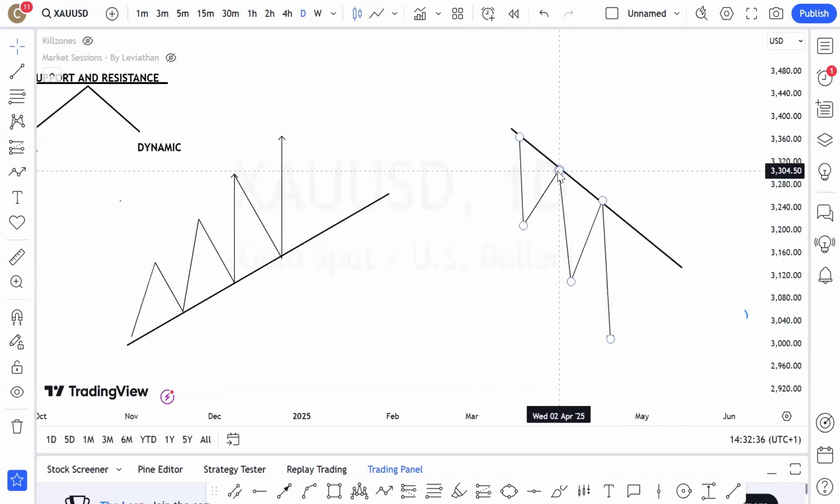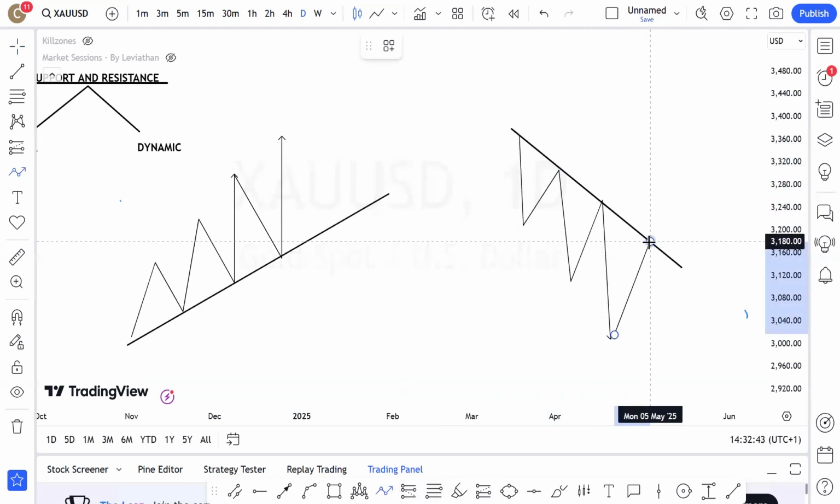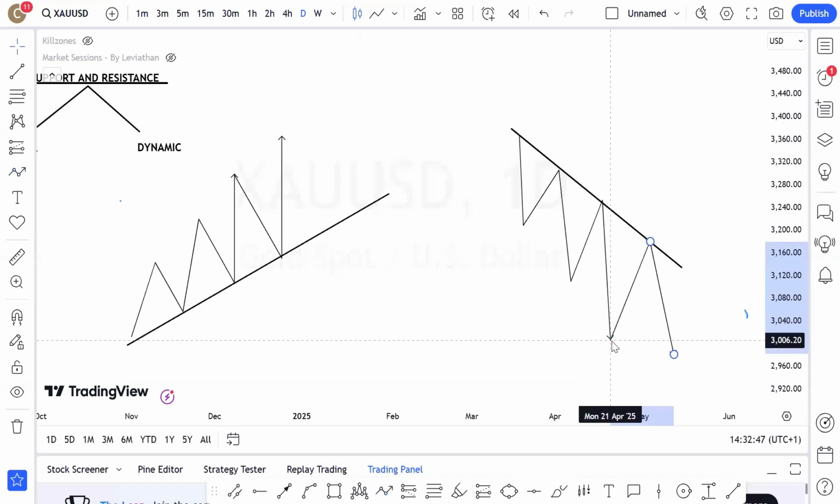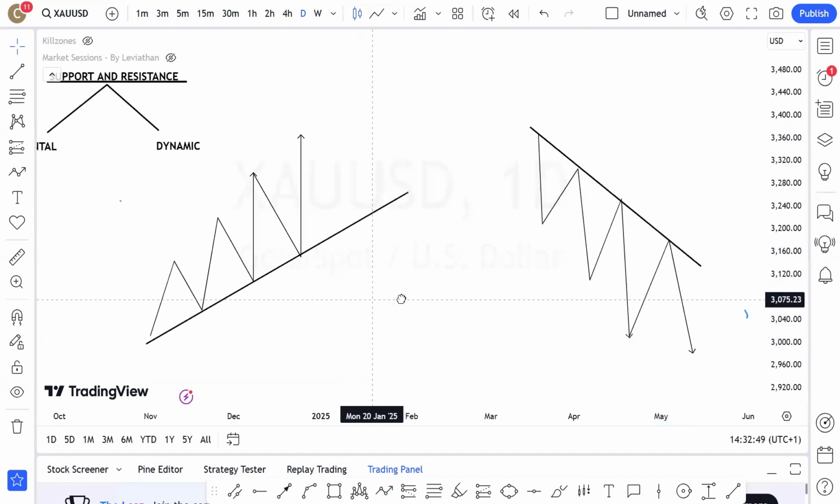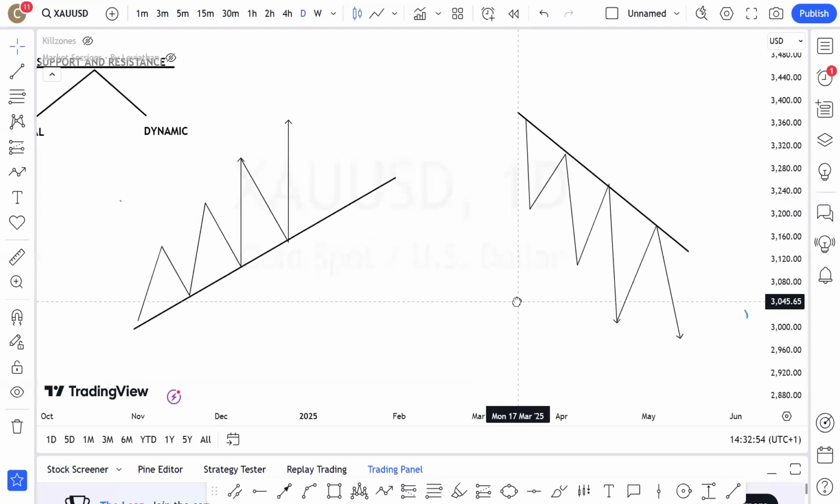So you have the first touch here, the second touch, and of course, on the third touch, you are trading it. The return to this zone is where you tend to take the trade to go down, right? So this is the dynamic support. This is dynamic resistance, okay?